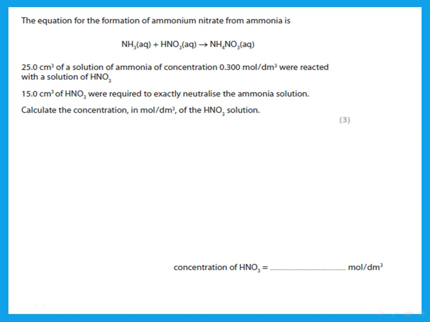This is a reaction between ammonia and nitric acid to form ammonium nitrate, and he's saying 25 centimeter cubed of ammonia of concentration 0.3 mole per decimeter cubed. So he's giving me information about ammonia. Was reacted with nitric acid and 15 centimeter cubed of nitric acid was required. Calculate the concentration of nitric acid.